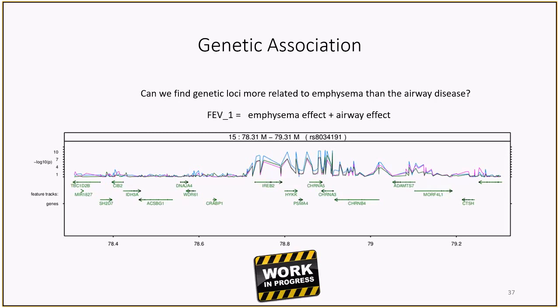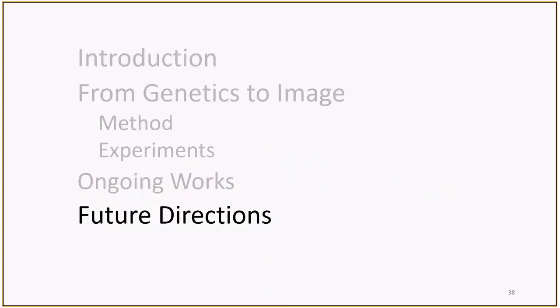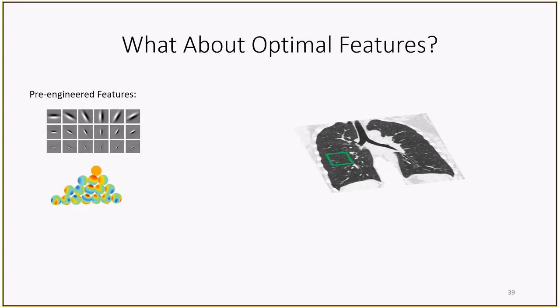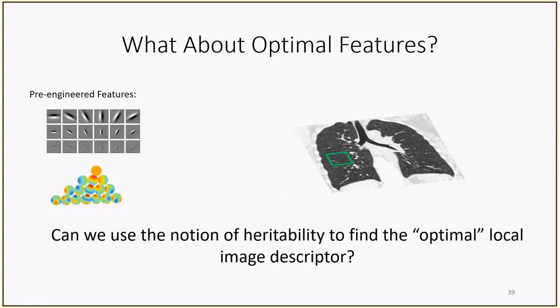So that basically takes me to the future direction. We talked about pre-engineered features, like histogram, gradient, and so on. The question is: can we use this notion of heritability to come up with an optimal representation that maximally captures the heritability aspect of the disease? We are working on using convolutional networks, so basically deep learning, to build these optimal features.